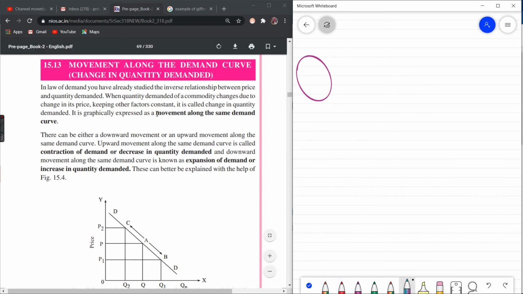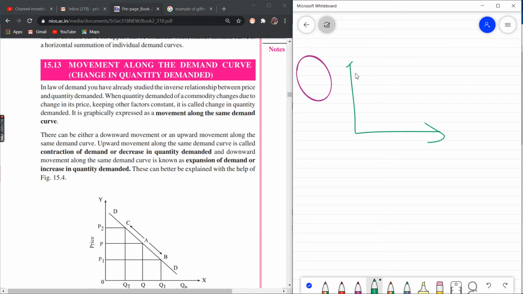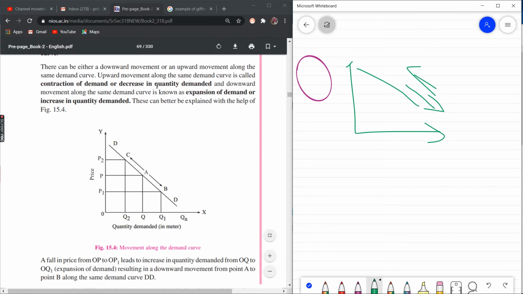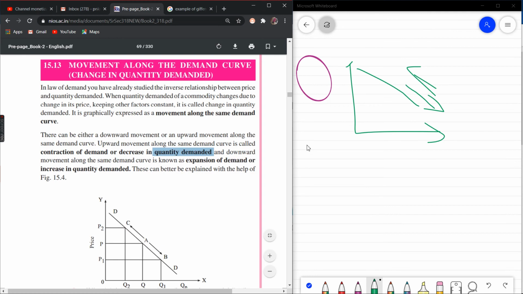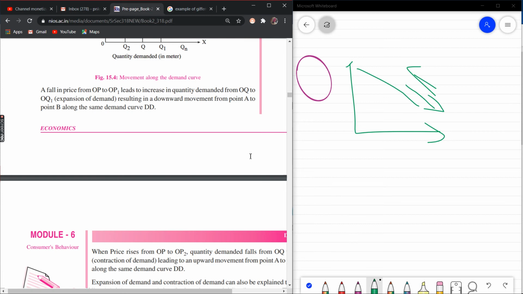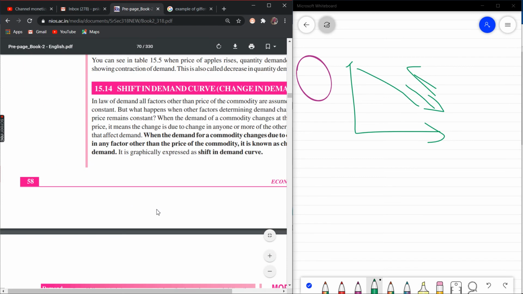Now what happens in movement along the same demand curve? Movement along the same demand curve means the same demand curve is either extended or contracted. Why is this happening? It is due to the quantity demanded. So in this case, quantity demanded will play the major role. When there is a decrease in the quantity demanded, there will be a contraction of demand, whereas when there is an increase in the quantity demanded, there will be an expansion of demand.